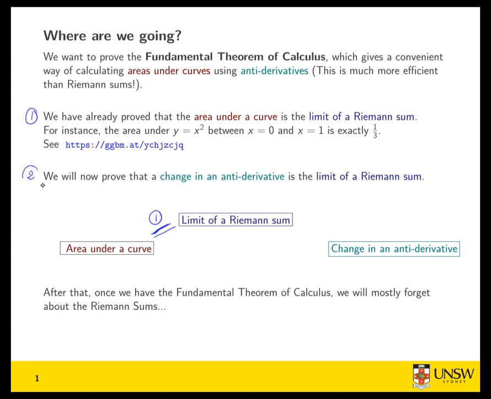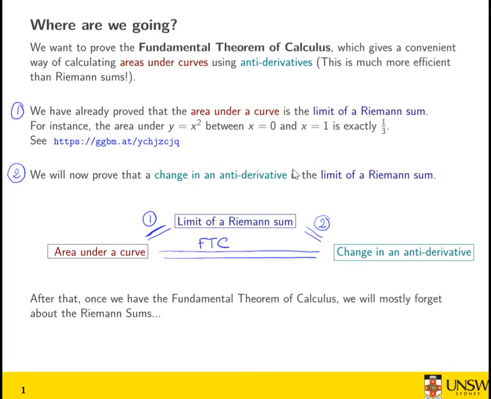We will now prove that a change in an antiderivative is also the limit of a Riemann sum. And so if these two things are equal to the same one, then they have to be equal. And that's exactly what the fundamental theorem of calculus says. And after that, since really using the Riemann sum is much more complicated than using antiderivatives to find area under the curve, we'll mostly forget about the Riemann sums. Now that we have a strategy, let's get started.